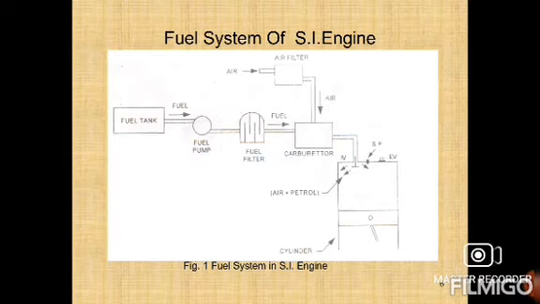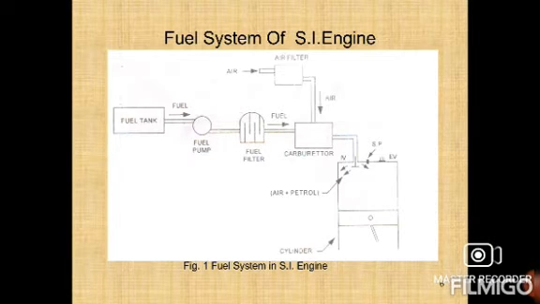So you can observe here, first of all the fuel tank is there. Fuel is filled in the tank. The fuel is transferred to the fuel pump, then from the fuel pump to the fuel filter, and next it is transferred to the carburetor. In the carburetor, the main function is to maintain the rich mixture.